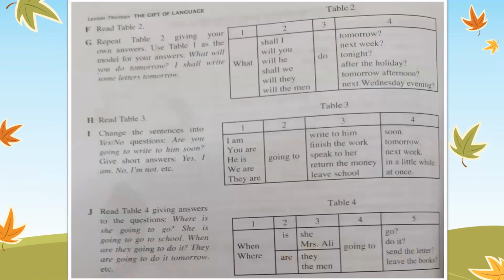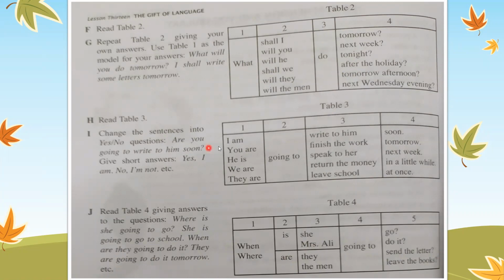Now we have page number 72. We have table number 2 over here, dear students. See, what shall I do tomorrow? Now this is a question sentence. We can say interrogative. What will you do next week? What will he do tonight? What shall we do after the holiday? What will they do tomorrow afternoon?